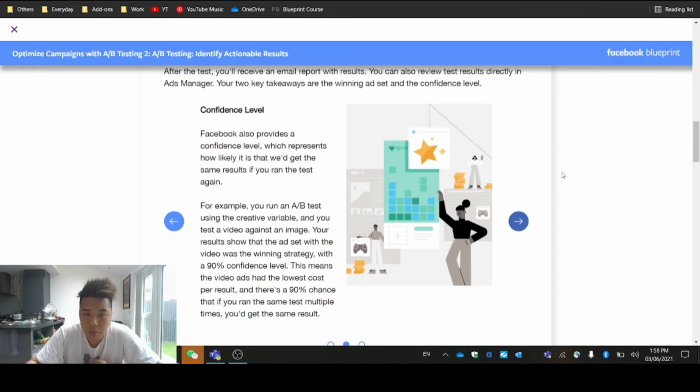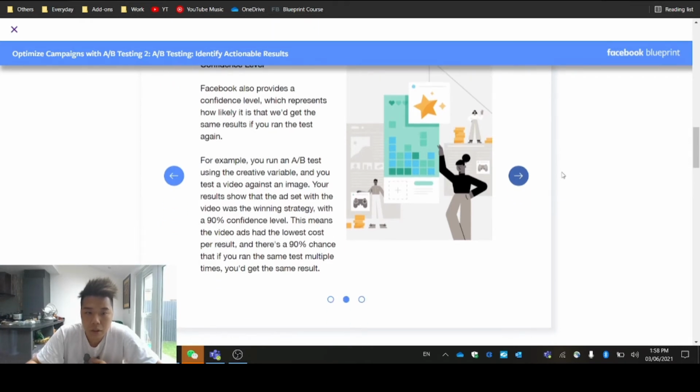For example, you run an A/B test using the creative variable and you test a video against an image. Your result shows that the ad set with the video is the winning strategy with a 90% confidence level. This means that the video ad set has the lowest cost per result, and there's a 90% chance that if you run the same test multiple times, you'll get the same result.